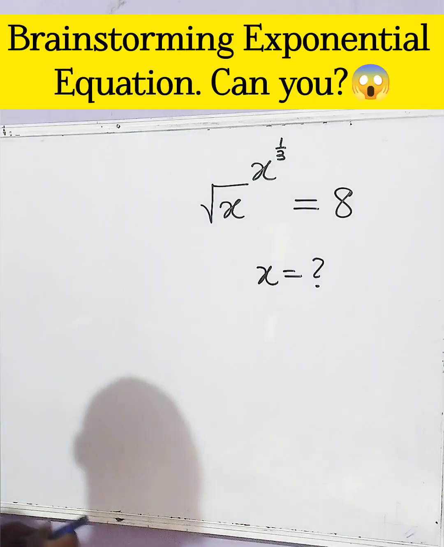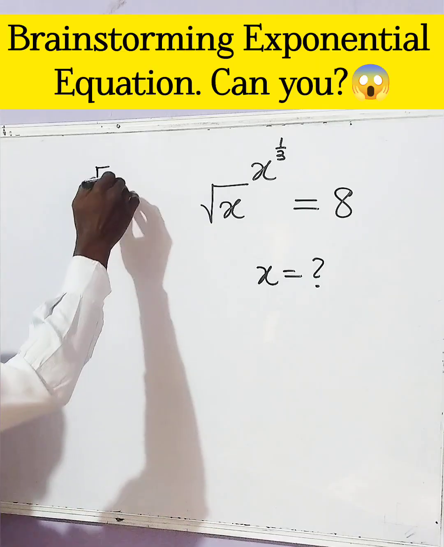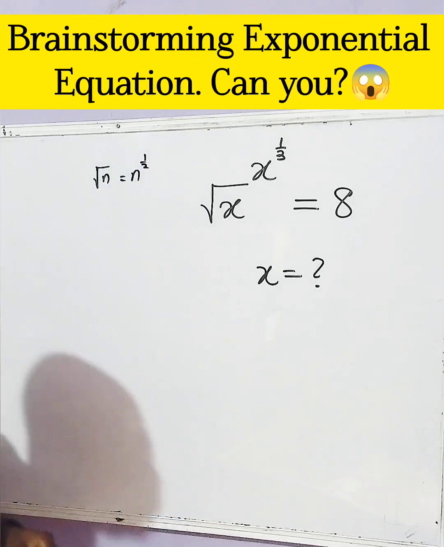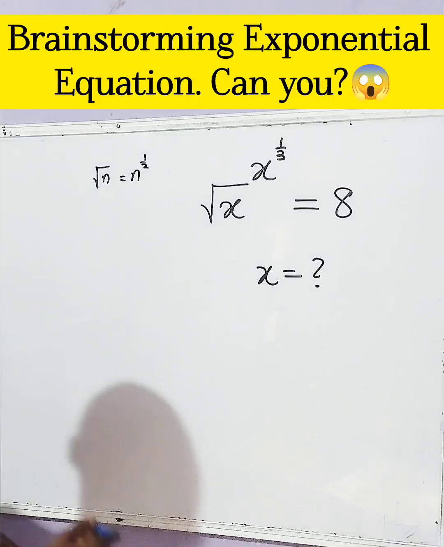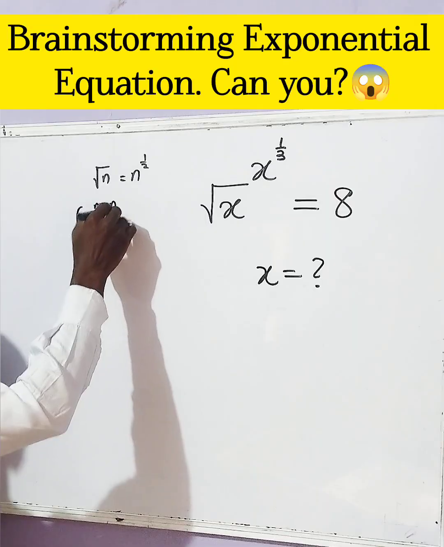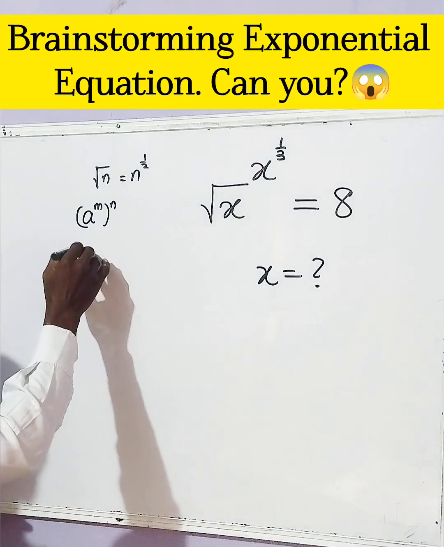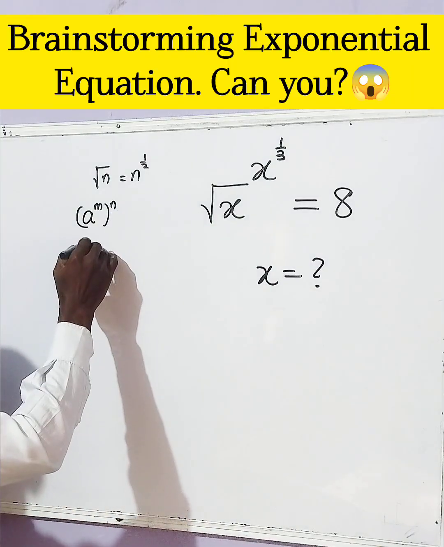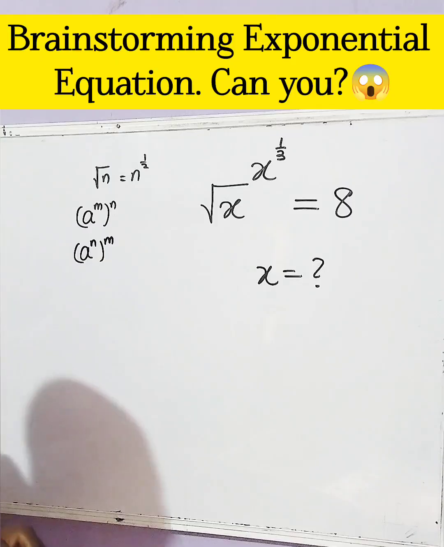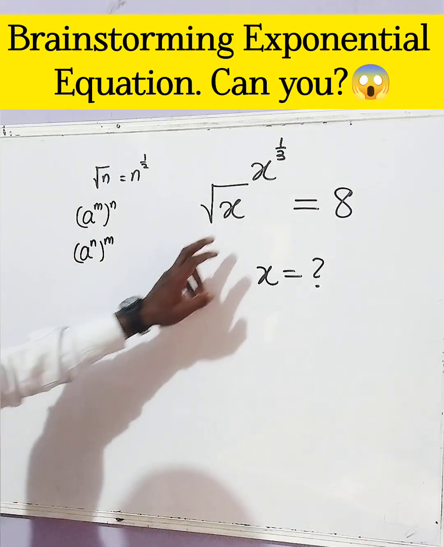But let us recall that when you have the square root of n in terms of indices is same as saying n raised to 1 over 2. And let us also take note that if you have a raised to m or raised to n, because m and n are commutative, n can take the place of m, while m can take the place of n. These are the basic rules we'll be applying here.